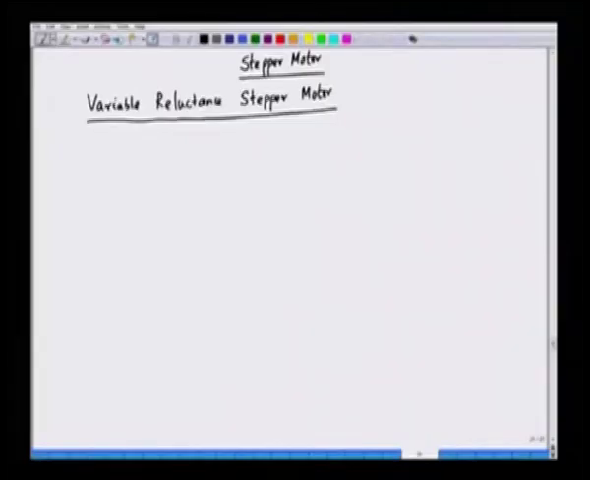Now, let us take an example. We will have a simple example where the stator has 4 poles and the rotor has 2 poles. So, we will see an example of a stepper motor which is of variable reluctance type. This is the stator and we have the rotor.